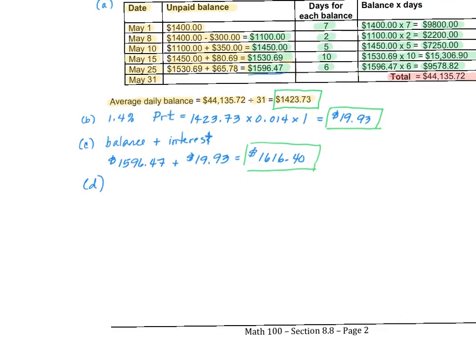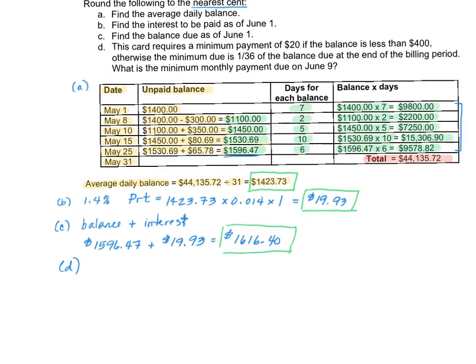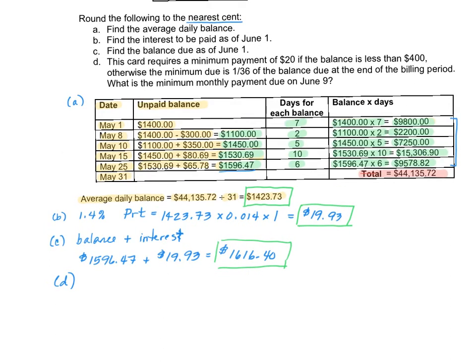And now when we go to D, it says this card requires a minimum payment of $20 if the balance is less than 400. Well, our balance from Part C is not less than 400, so we don't pay a minimum payment of $20. Otherwise, the minimum due is 1/36 of the balance due at the end of the billing period. So it's 1/36 of what we got in Part C. So that's the same as saying you take the dollar amount from Part C and you divide it by 36.